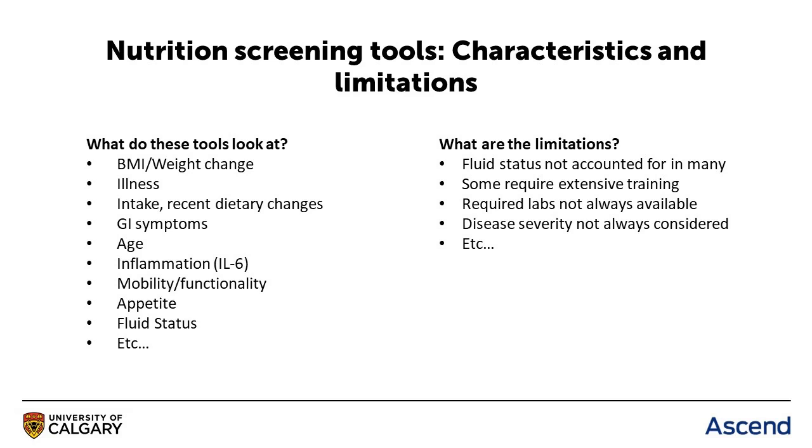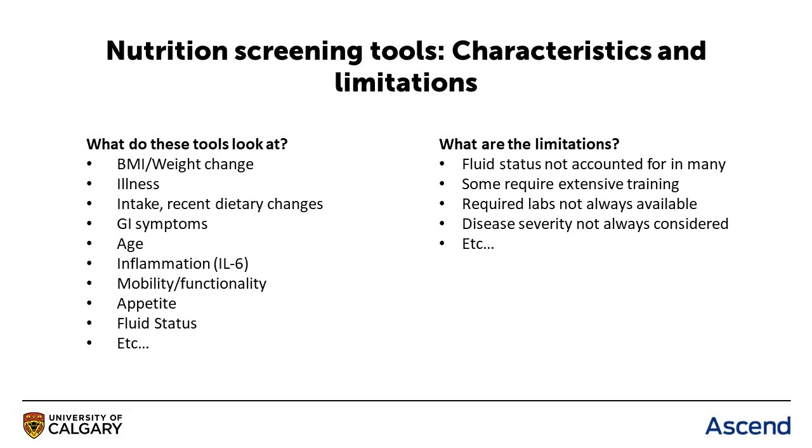Going through GI symptoms like diarrhea, early satiety, constipation, looking at their age, markers of inflammation like interleukin-6, assessing their mobility or functionality. And again, those can be kind of obtuse questions. I see you're using a walker today. How long have you been using that walker for? Appetite and fluid status, which is a big one in this population.